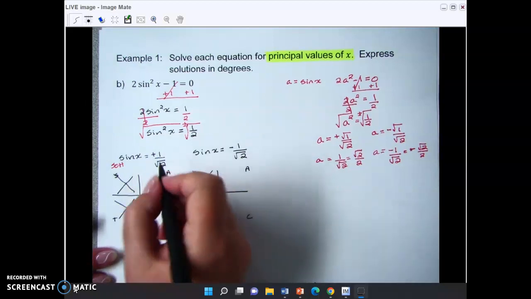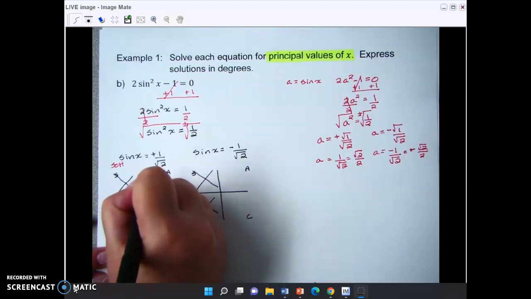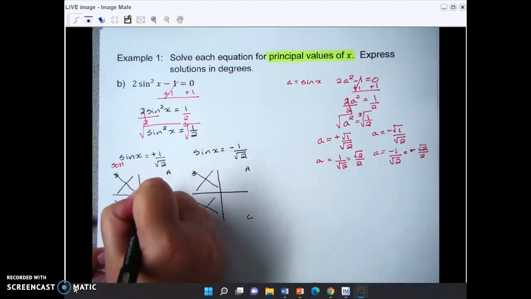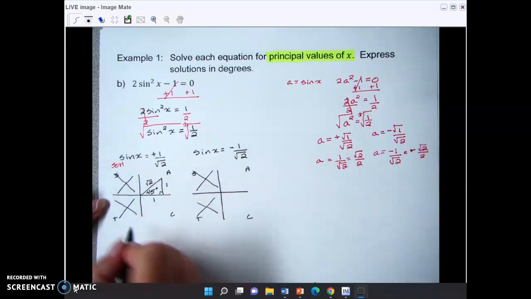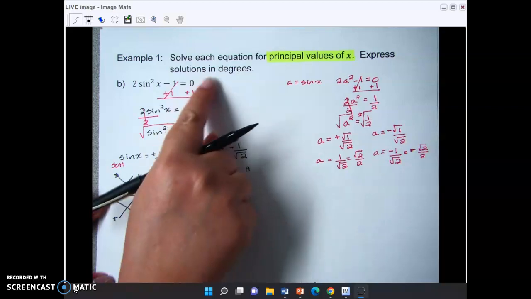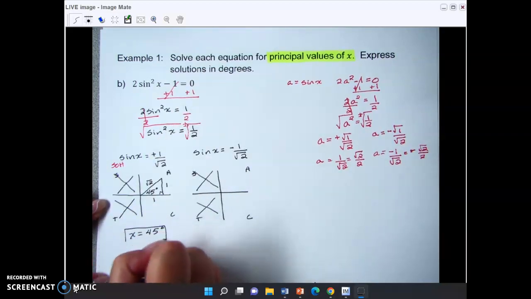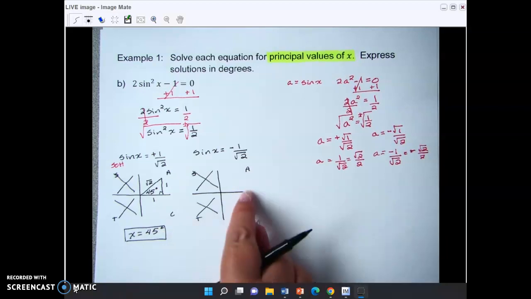So that means that the opposite is 1, the adjacent is 1, and the hypotenuse is root 2, making this 45 degrees. And so in quadrant 1, x is equal to 45 degrees. It did say to express in degrees, so we're good there. Then I have to answer this one.